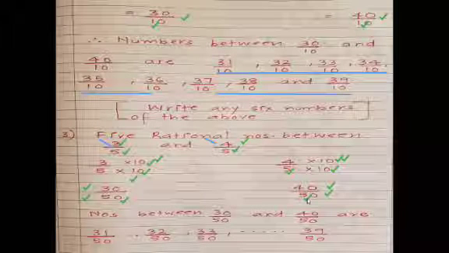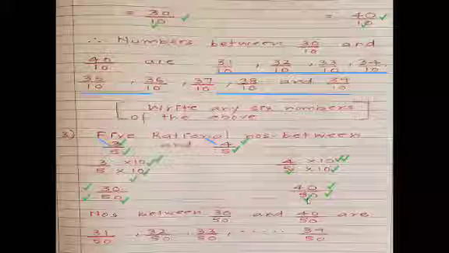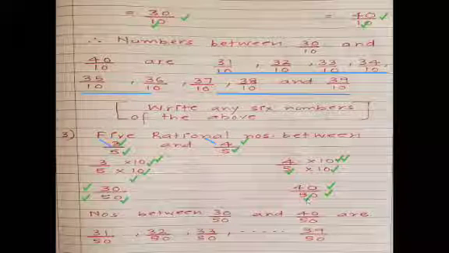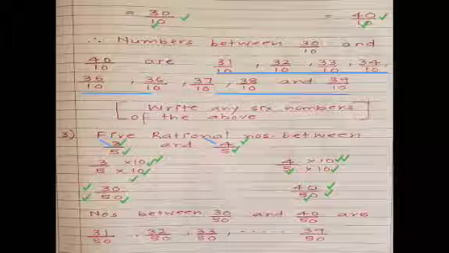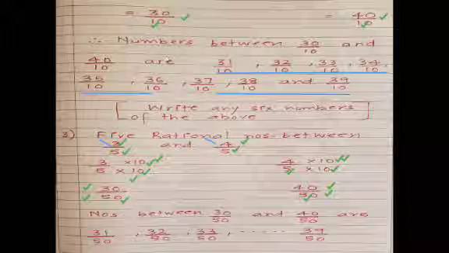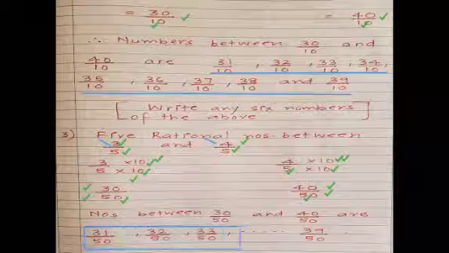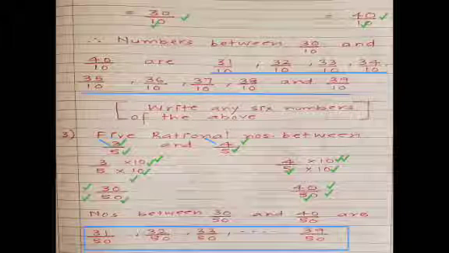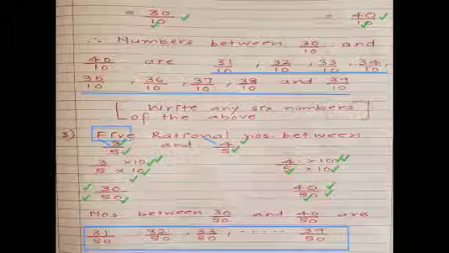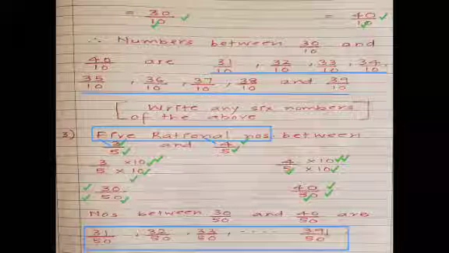So between 30 and 40, I will get 31, 32, 33, 34, 35, 36, 37, 38, till 39. So I can write that the numbers between 30 upon 50 and 40 upon 50 are numbers from 31 upon 50, 32 upon 50, 33 upon 50 till 39 upon 50. So as per the requirement in the question, I may write any 5 rational numbers from the given solution that I have obtained.